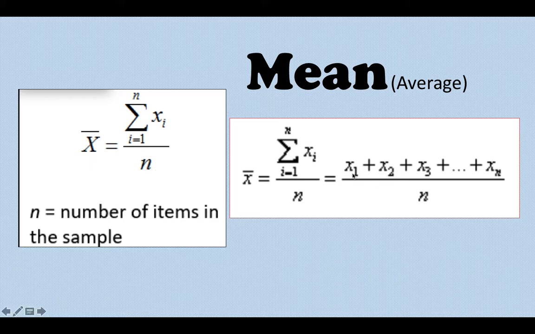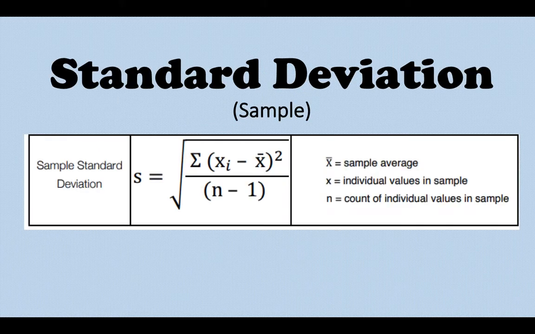So the formula is here. Let's say the individual values are x1, x2, x3, all the way to n values. So you add all those together, then you divide by n. This is how you calculate the mean. So basically, that's the average.